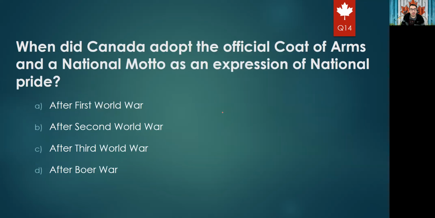Okay. Next question: when did Canada adopt the official coat of arms and a national motto as an expression of national pride? After the First World War, after the Second World War, after the Third World War, there is no Third World War, or after the Boer War. So the right answer for sure will be A, after the First World War. So the coat of arms and the national motto were adopted after the First World War.